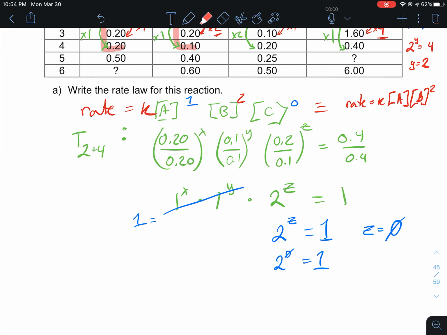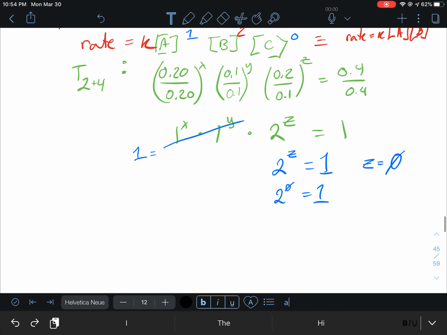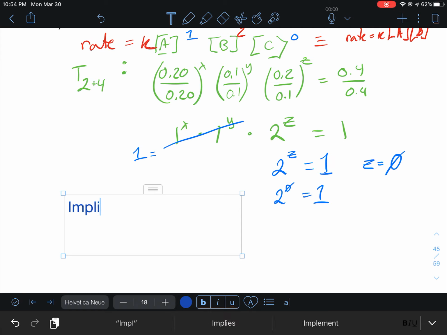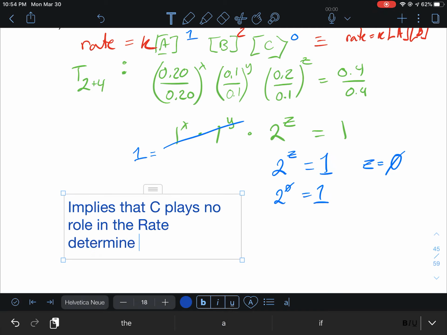That's a very peculiar answer, but it does have a lot of interesting implications. One of those implications comes from our last lesson, which is that this implies that C plays no role in the rate determining step. We could put a little S on that in case there's multiple steps.